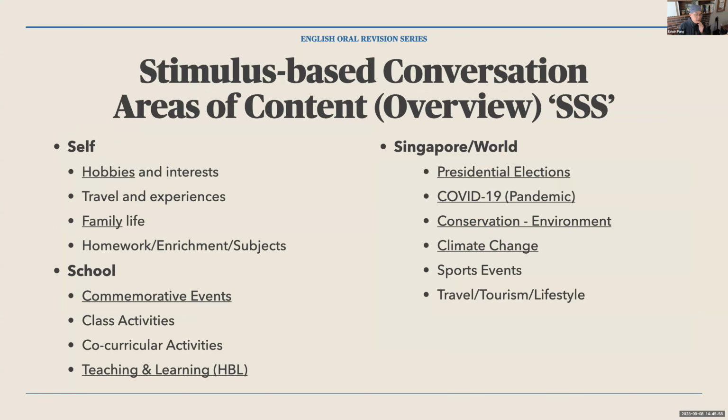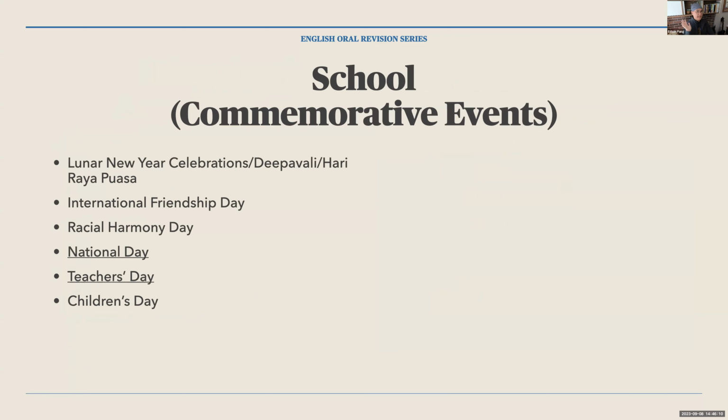These are the 3 main categories and some sample topics that I prepared for you. Just look through. If you have any questions, you can ask me later. So self, school, and Singapore or world. Society, Singapore, right? School, all these events. Make sure you're familiar with it. Look through it. Have something to say about each of these events because any of them may appear, right?